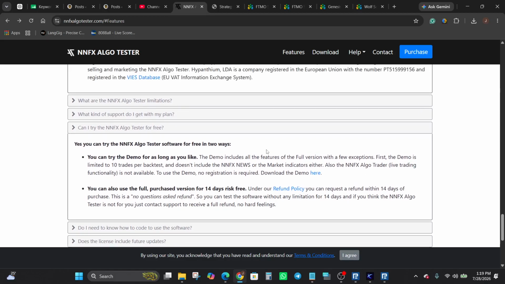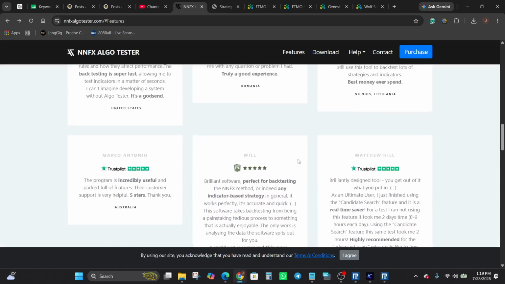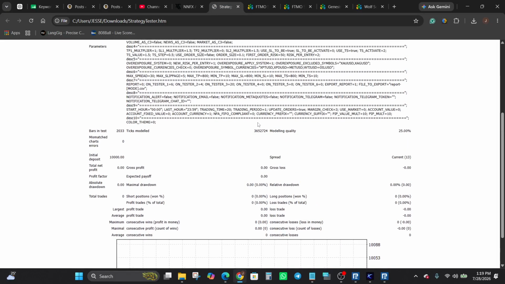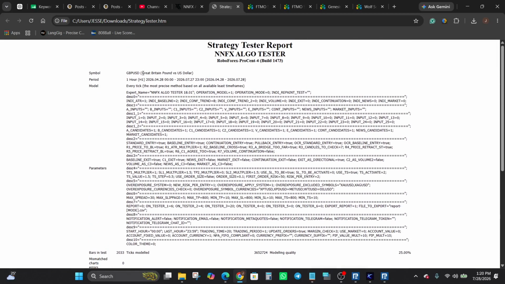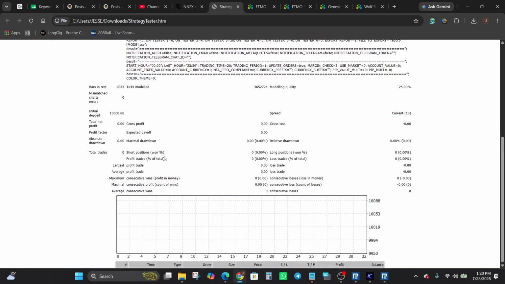I also downloaded the demo version, and I ran my own test using the software, and the strategy tester report shows that the test was performed on GBP USD. I actually performed the test on GBP USD, on the 1 hour time frame with every tick model and over roughly a 3 month historical period. However, the outcome was quite different from what I expected. In this particular test, the report finished with 0 trades executed, meaning that there was no net profit, no drawdown, no completed positions available for evaluation.